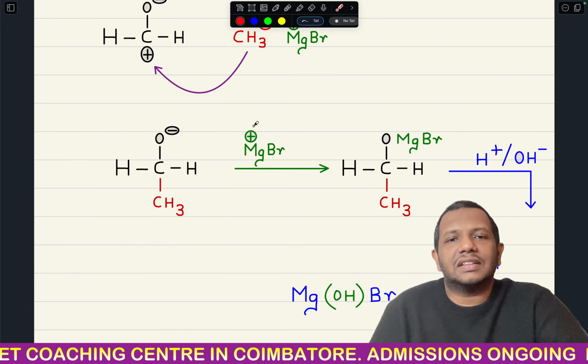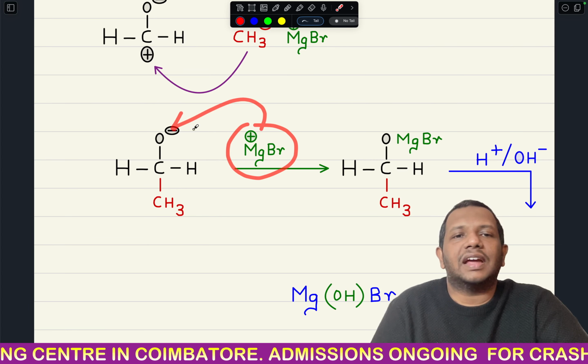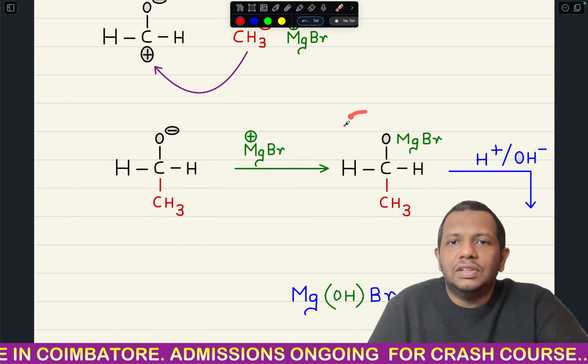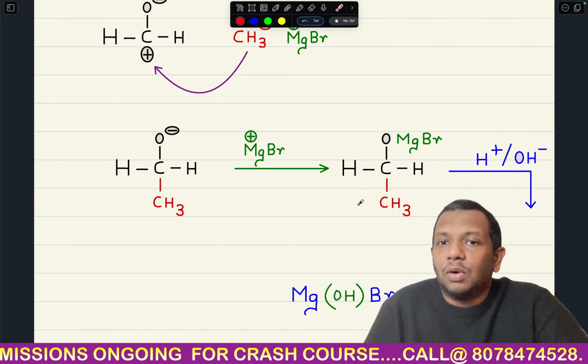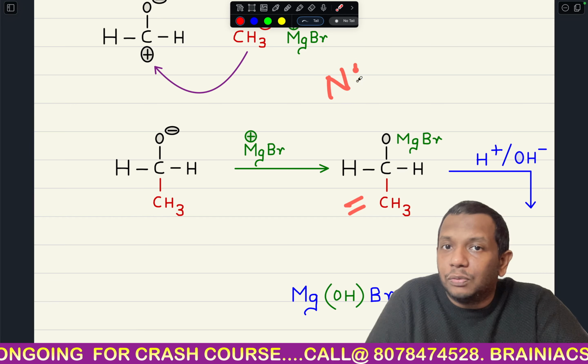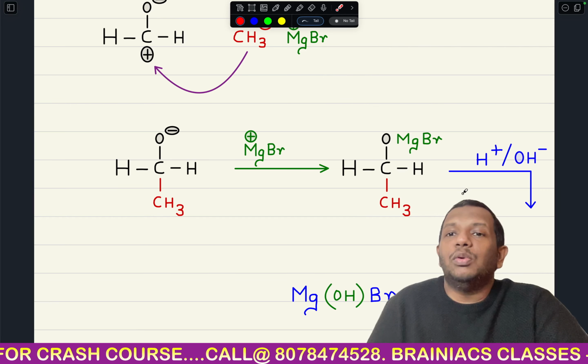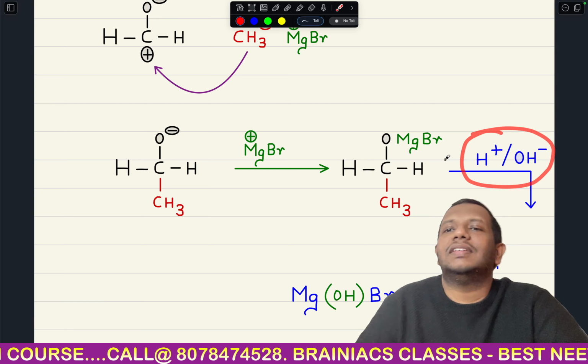Then who will come and attack? The MgBr plus will come and attack the oxygen with the negative charge. So this is my nucleophilic addition product. But please understand, you are not getting an alcohol after the nucleophilic addition reaction. Now what you need to do is hydrolyze it with water.